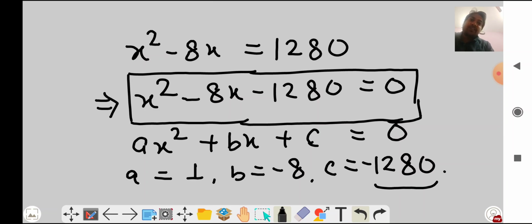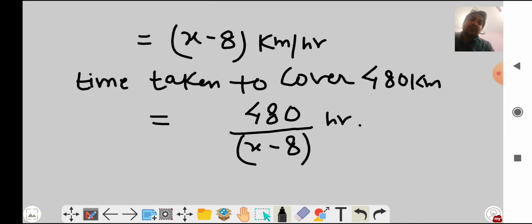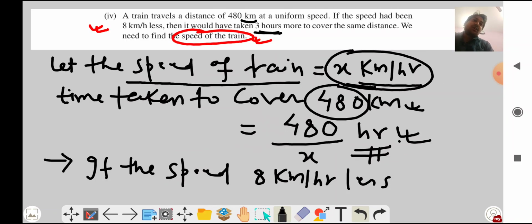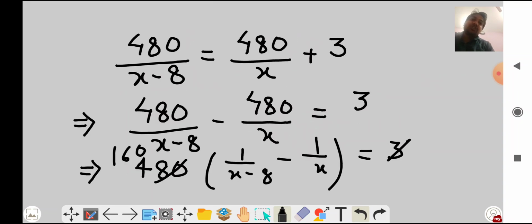So I think this fourth part is clear to all of you. This is a very good question. See here, first I have taken the speed, after that I have calculated the time. If the speed would be 8 km per hour less, in that case I have calculated the time, and this time is 3 hours more than the previous time, right? So all the conditions I have taken, and after that I have derived a quadratic equation. I think the solution is clear to all of you.